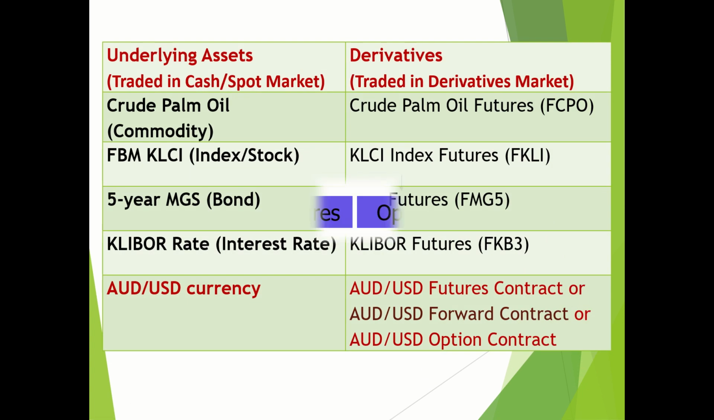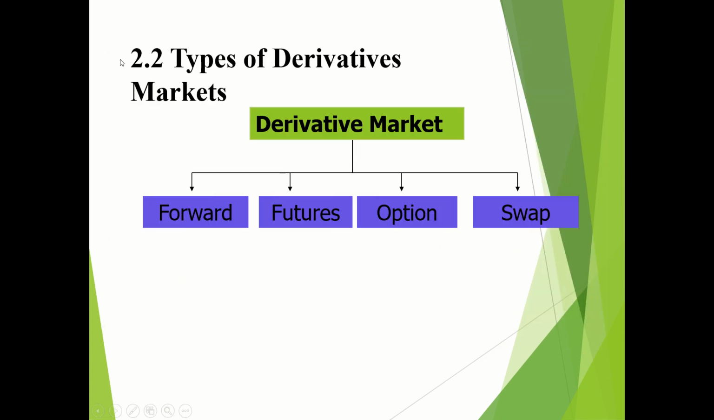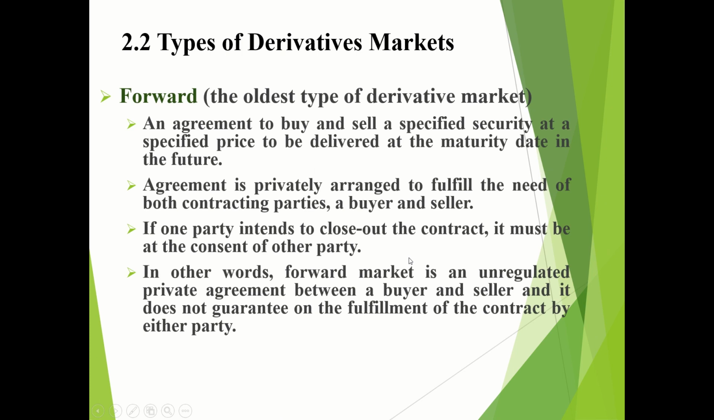Okay. Slide saya berulang. Okay. There are two types of derivative. Two type lah. There are four types of derivative market ataupun derivatives instrument. We have forward, futures, option and swap. But our focus will be futures and option. Okay, forward is actually the oldest type of derivative market.